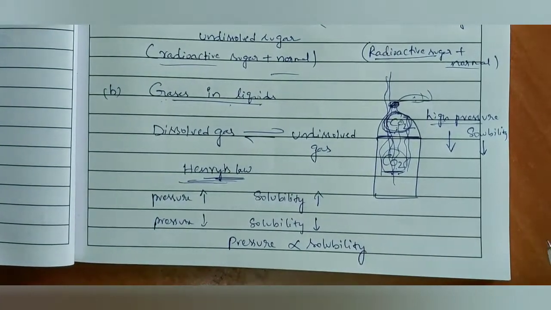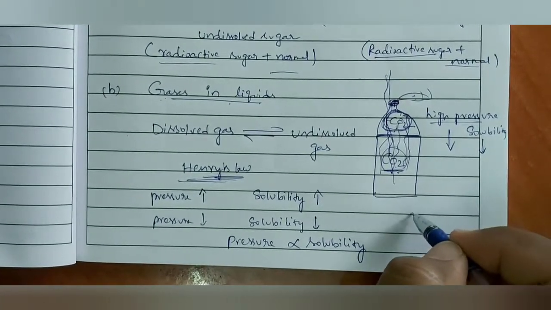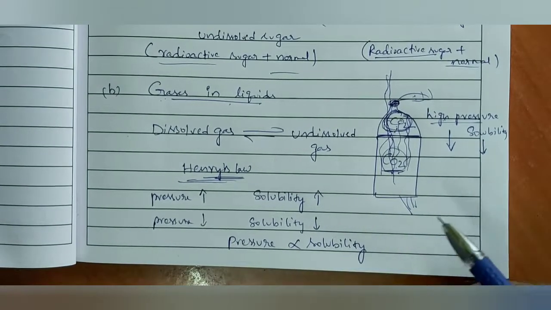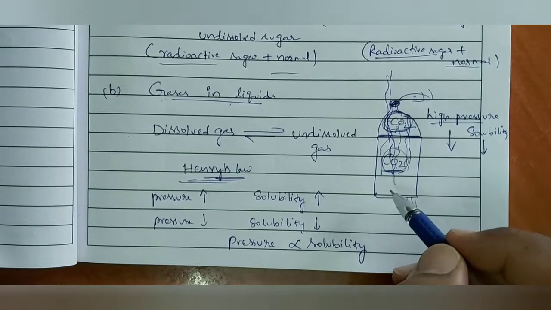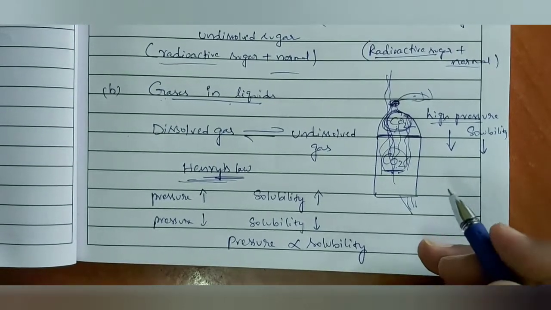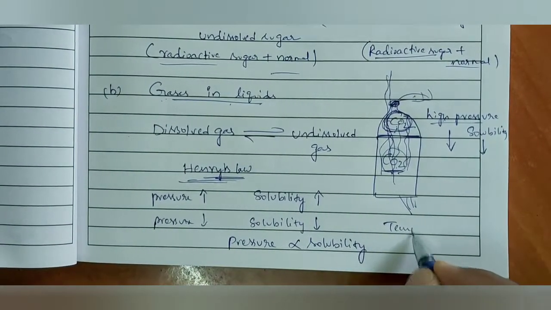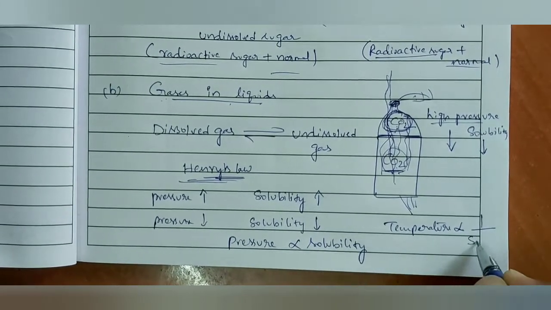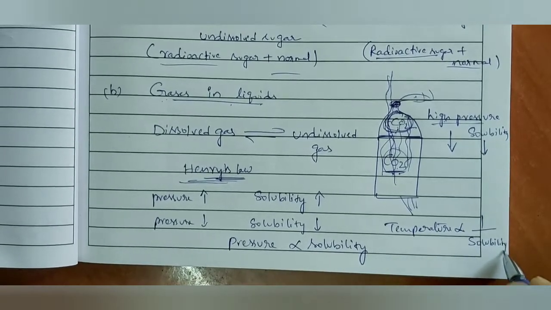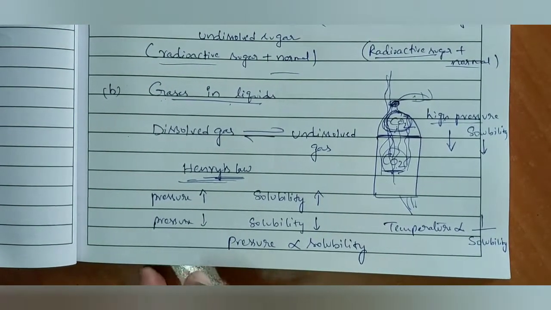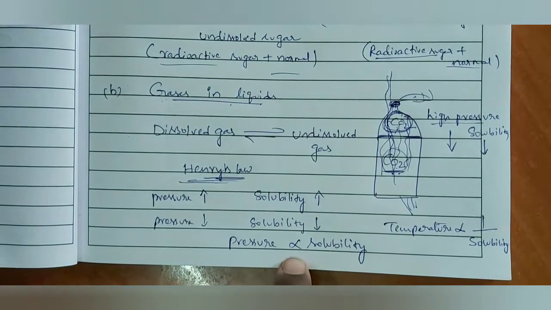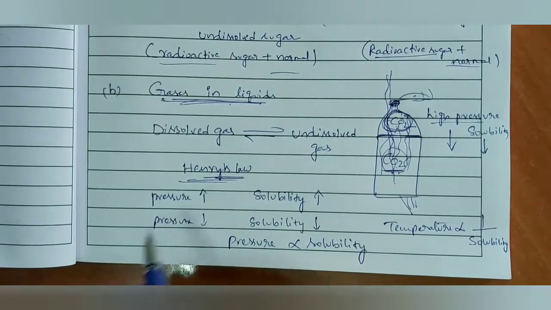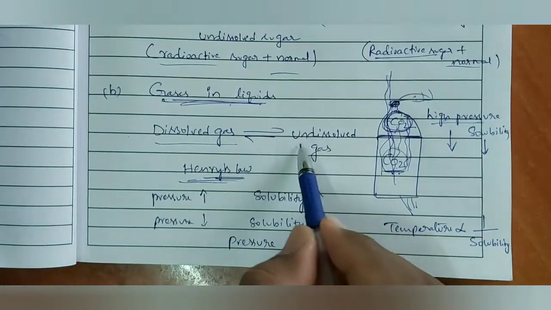This happens oppositely for temperature. When temperature is increased, solubility of the gas decreases. When temperature is decreased, solubility of the gas increases. Those are inversely proportional, ma? Temperature is inversely proportional to solubility. Pressure is directly proportional to solubility. This is about gases in liquids. Equilibrium is established between dissolved gas and undissolved gas.